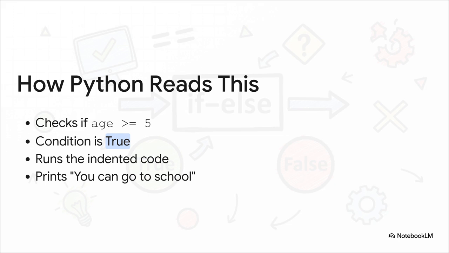So, what's going on inside Python's brain here? First, it looks at our question. Is 6 greater than or equal to 5? Yep, it is, so the condition is true. And because it's true, Python says, okay, I'll run the code that's tucked in right underneath, and it prints, you can go to school. Simple as that.